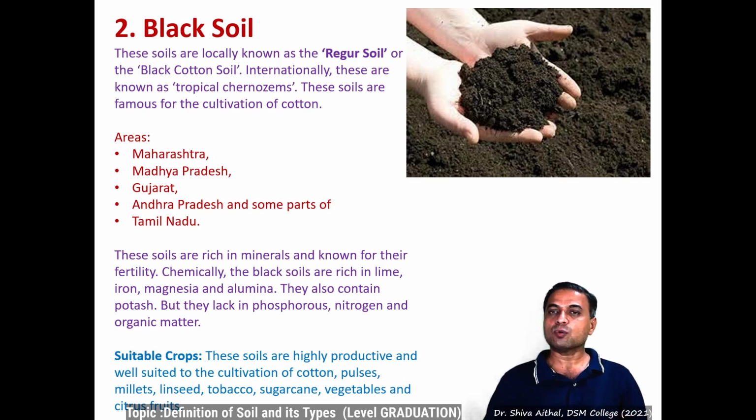They also contain potash, so it becomes a very good fertilizer incorporation inside it. But they lack phosphorus, nitrogen and some organic matter, therefore they need to be supplemented with fertilizers. But nevertheless, a very good soil. These soils are highly productive and well suited for the cultivation of cotton, pulses, millets, linseed, tobacco, sugarcane, vegetables, and citrus fruits. All types of citrus fruits can be cultivated as horticulture in the black soil.